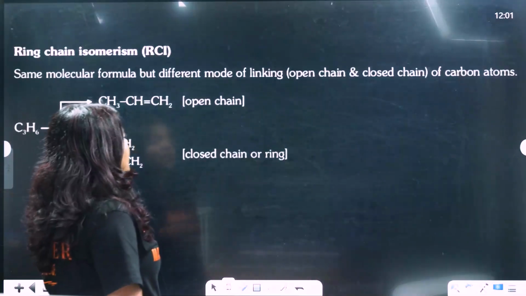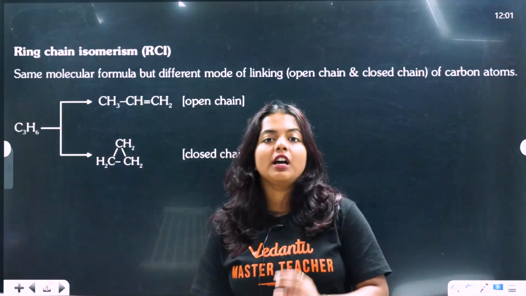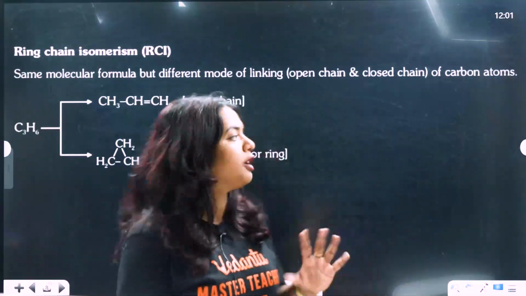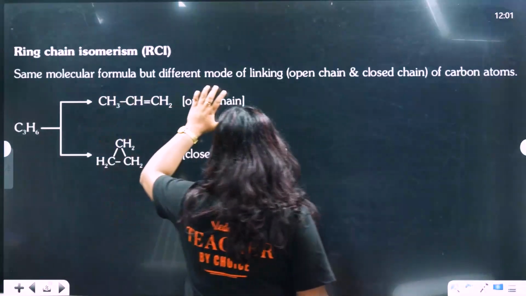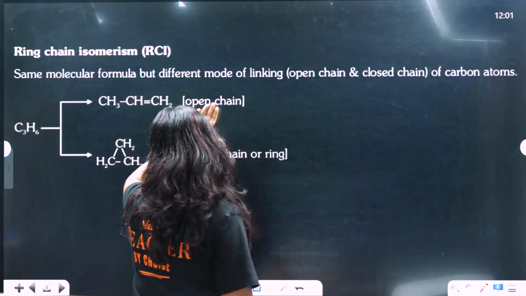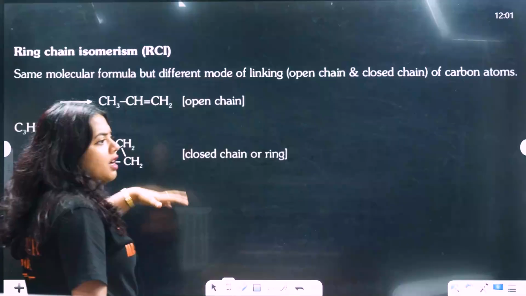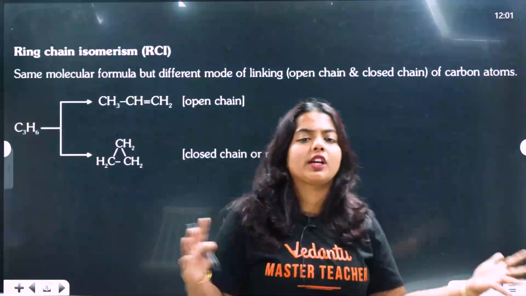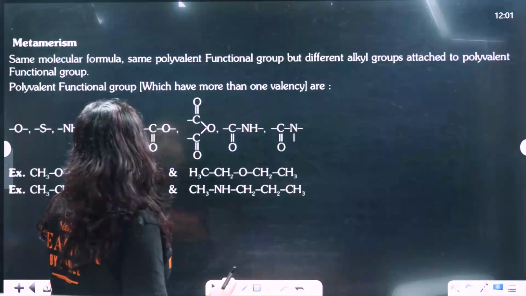Now, ring chain isomerism. Ring chain isomerism is nothing, children. It has the same molecular formula, but they have a different mode of linking. For example, this is an example of the open chain, CH3, CH double bond CH2. It's an open chain one. The same compound can also exist in a closed chain. So that particular one can be in an open chain or a closed chain. Those types of isomerism are called ring chain isomerism.